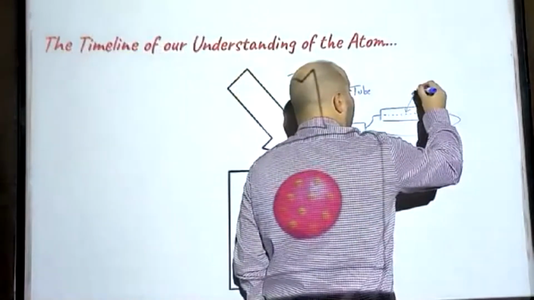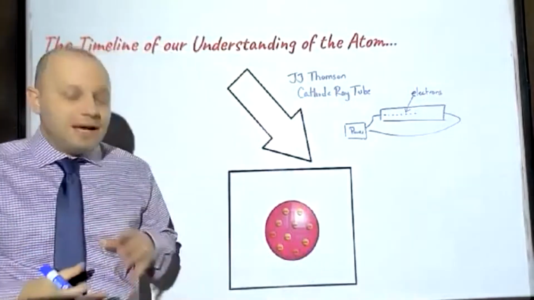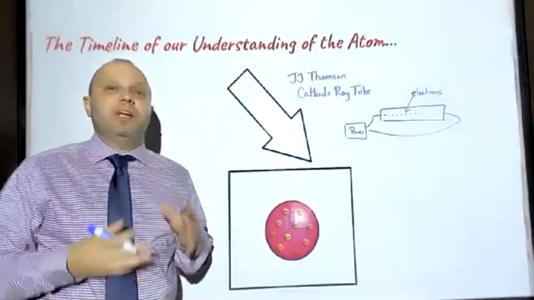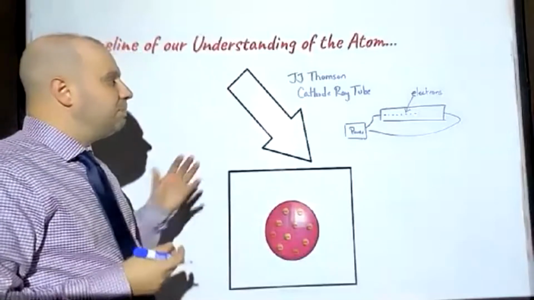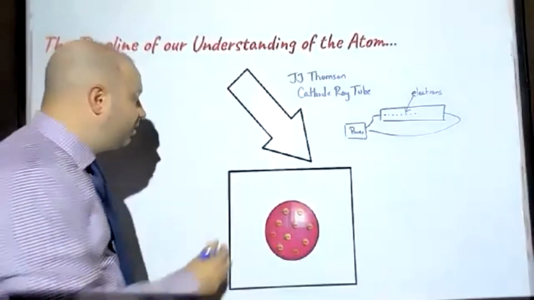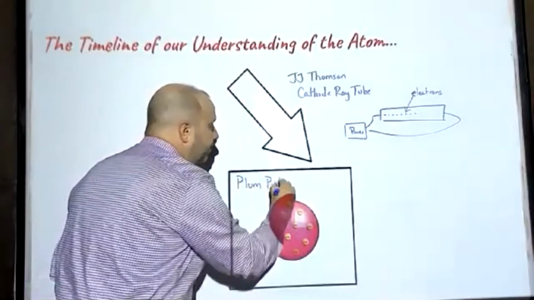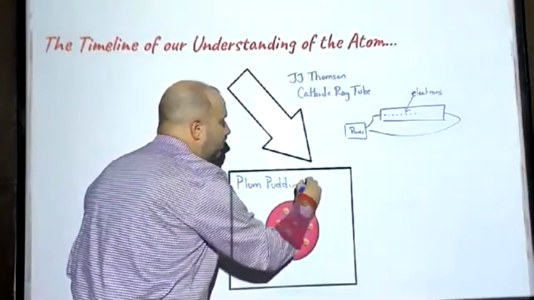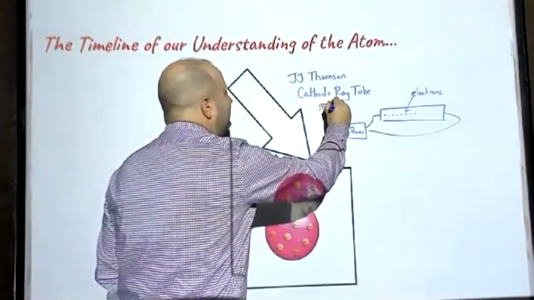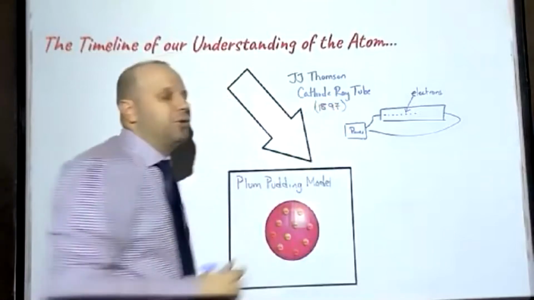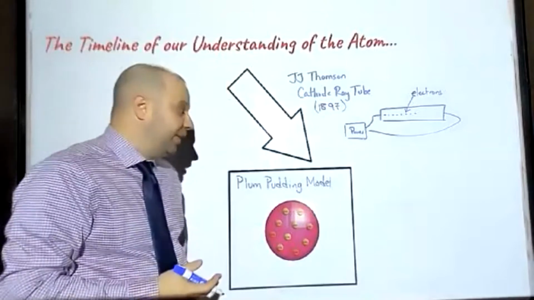So this stream of electrons, they were able to use magnets to bend the stream, and they were able to identify the charge and the mass on an electron. We'll talk about that later. But that actually led to the creation of our next model, which is the plum pudding model. And again, this is all around 1897 or so. So about 87 years after Dalton's atomic theory came out.